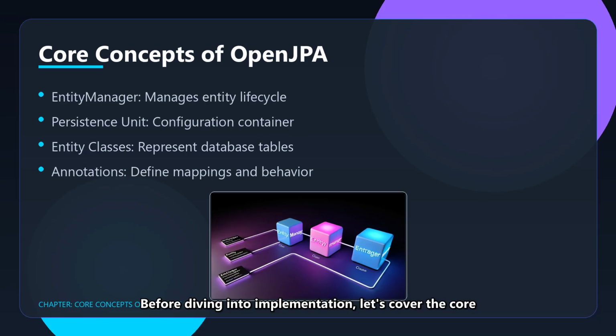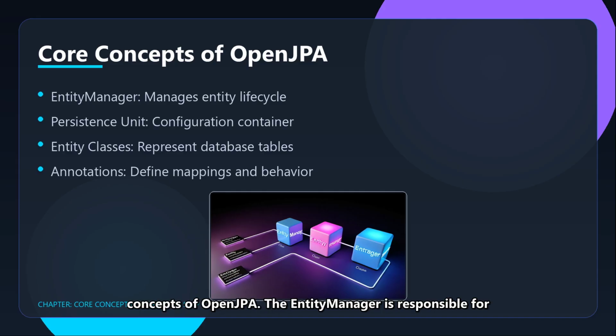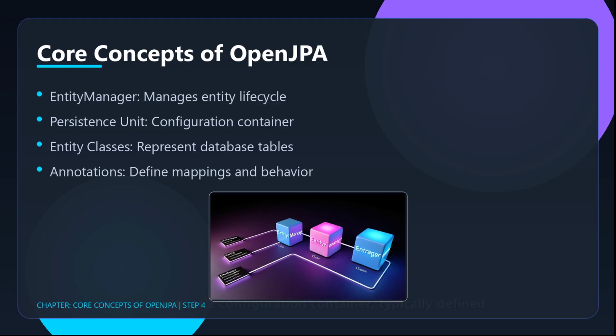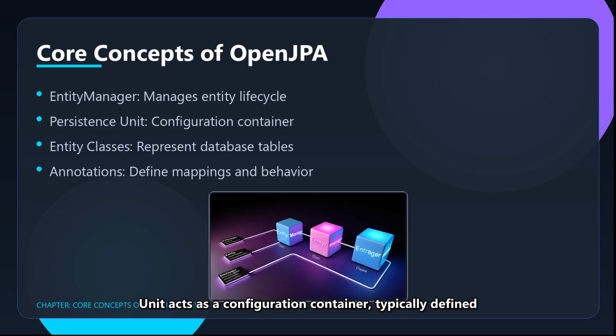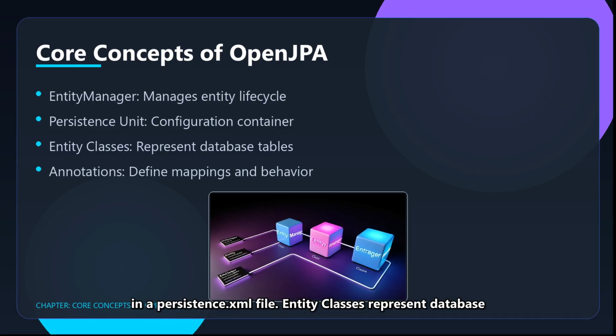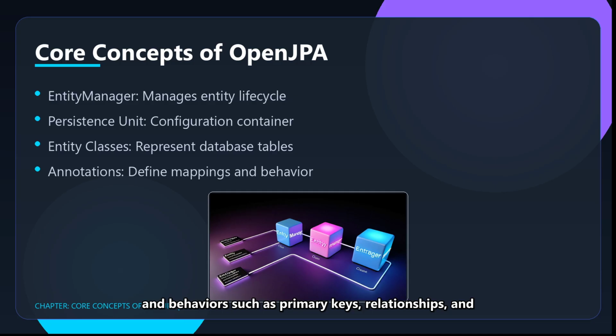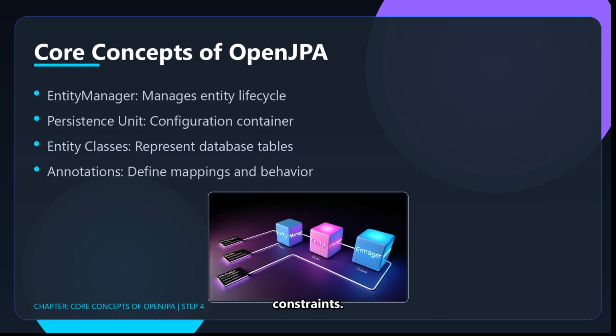Before diving into implementation, let's cover the core concepts of OpenJPA. The Entity Manager is responsible for managing the lifecycle of entity instances. A persistence unit acts as a configuration container, typically defined in a persistence XML file. Entity classes represent database tables, and annotations are used to define mappings and behaviors such as primary keys, relationships, and constraints.